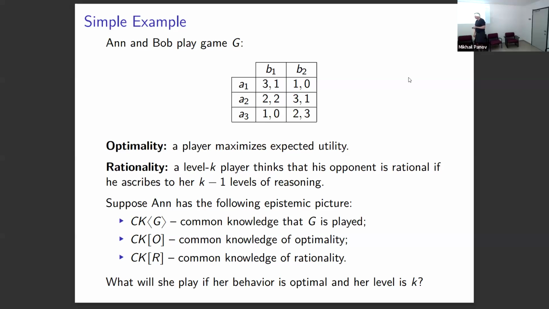And common knowledge of rationality in this particular sense. Meaning that if I'm level 5, I know that you're level 4, and I know that you know that I'm level 3, and so on. With this translation, okay, so what should he play if her level is k as a function of k?